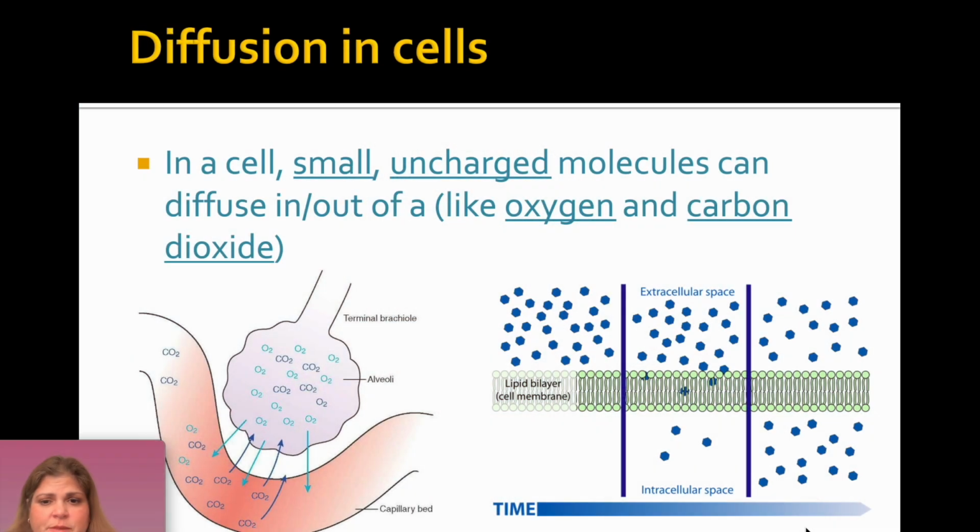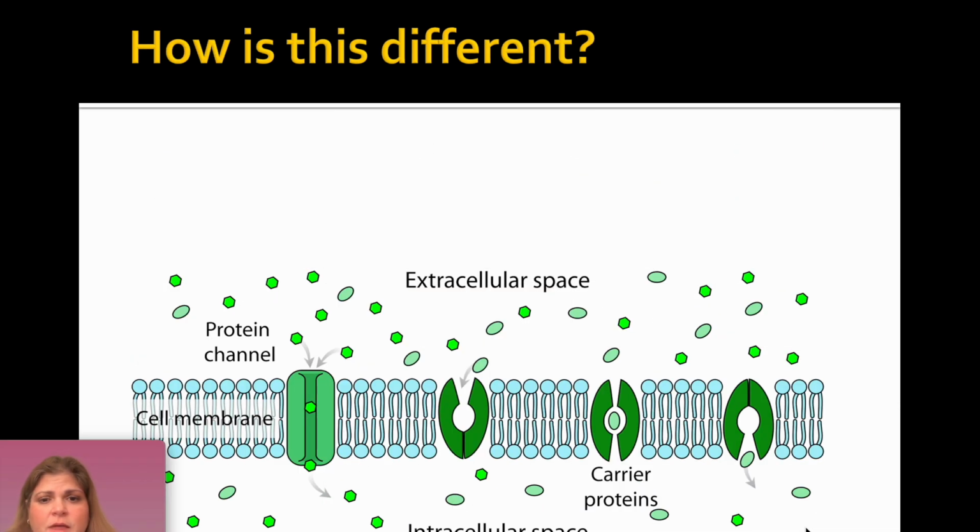Let's take a minute and review. If we take a look, how is this different from that? You'll notice that we have diffusion. Materials are moving in this diagram from the top side of the membrane to the bottom. And so they are moving from where there's a lot of it to where there's less. So that's still from high to low.